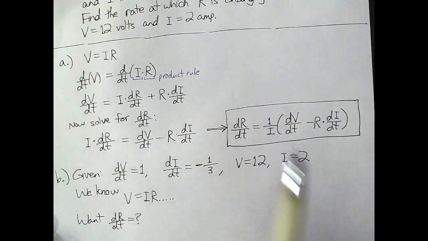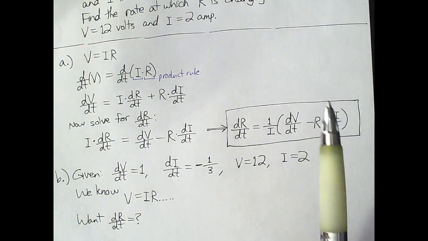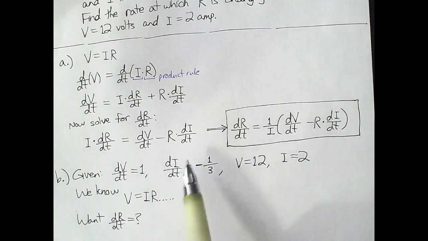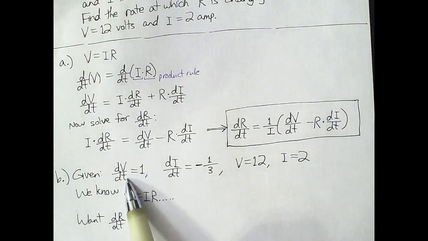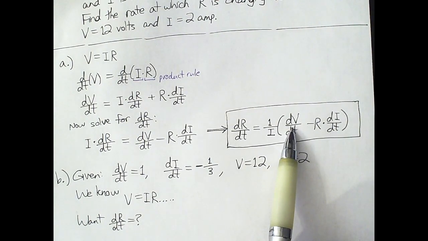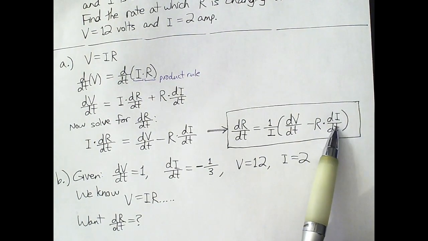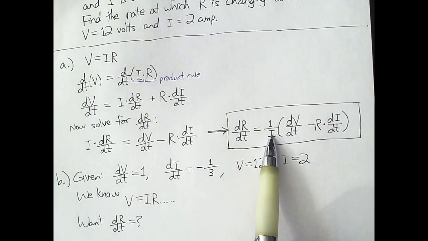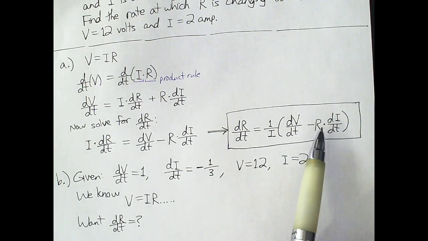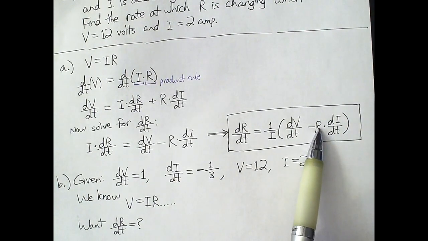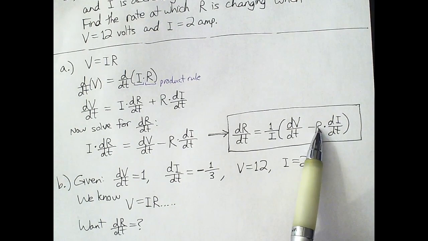We have a formula for dr dt. Are we ready to just put in all the information? So let's look at the 4 pieces of information we're given and imagine that we put them in. Don't put them in yet, but just say, all right, if I put in dv dt as 1, put that in there. If I put in di dt is negative 1/3, put that in there. If I put in I equals 2, put that there. What are we missing? What about R? Do we know what R is? It wasn't given in part B. It didn't tell us a value of R.